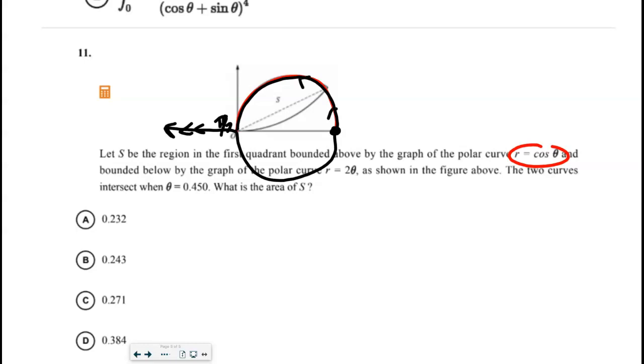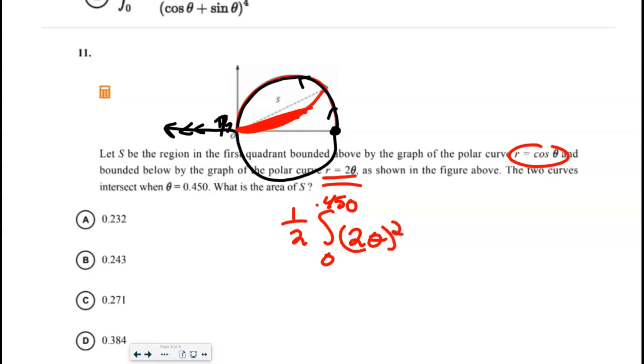The other function is this guy, which they said is 2 theta. So when I start to color here, I'm going from the pole, and I'm making these radii out from the pole, and I'm hitting that first curve in there first. So as I travel along there, I'm going to have 1/2 the integral from 0 to the intersection, which they were nice enough to tell me, of r squared. Well, that one is the 2 theta.